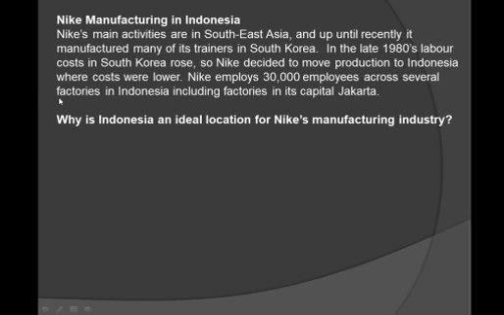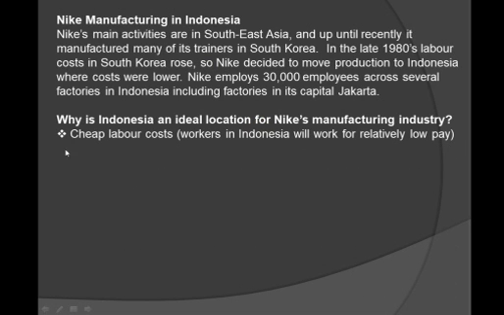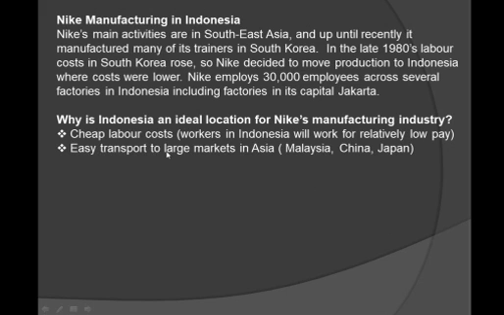So let's take a look at why Indonesia is an ideal location for Nike's manufacturing industry. Definitely, we have already looked at one, that the labor costs are lower. So let's look at it. Cheap labor costs. Workers in Indonesia will work for relatively low pay. This is compared to the other country where it was before, South Korea, where labor costs increased. Easy transport to large markets in Asia, Malaysia, China, and Japan.